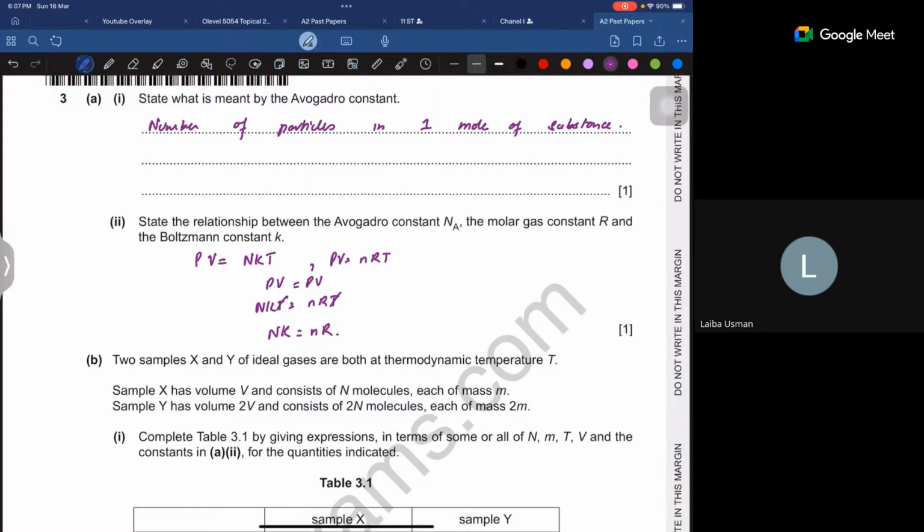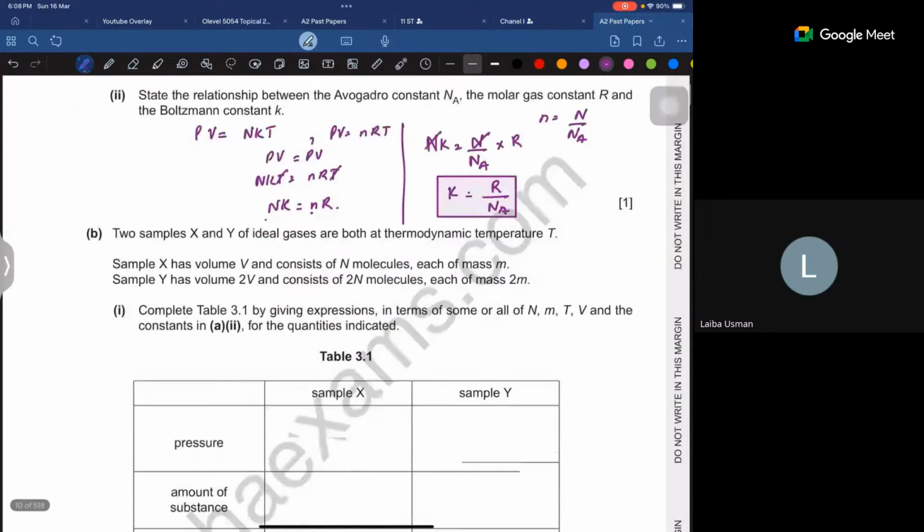Now, what do we need? We don't need basically either small n or N. So n basically is equal to N over Na. And Na is, so let's put it in. So here you see Nk equals, instead of n, I'll write N over Na times R. N and N cancel out. So k equals R over Na should be our answer. Right? So that's the relationship that we are supposed to find.